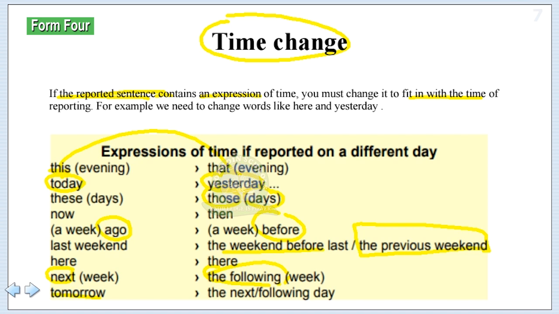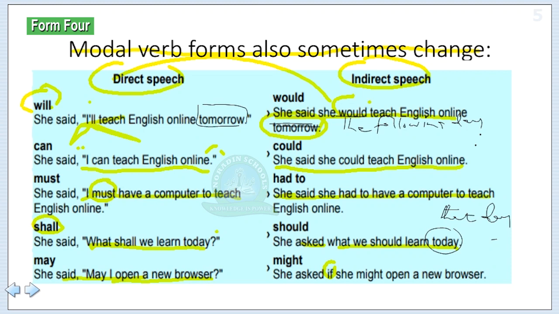So tomorrow is a future. How many changes are we going to make now? Number one, the modal auxiliary verb: will becomes would. And what about tomorrow? The following day. Good. She said she would teach English online the following day. And this one: she said, I must have a computer to teach English online. She said she had to have a computer to teach English online today.